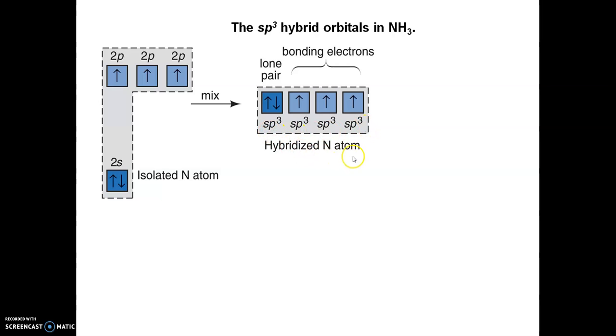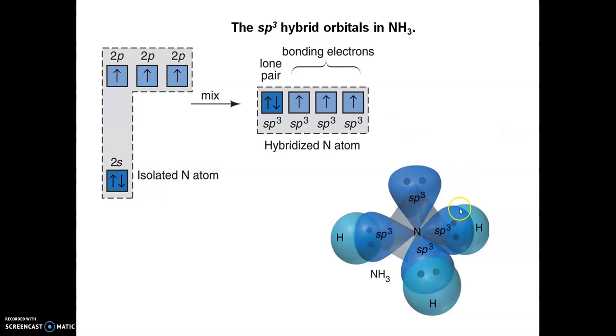Those hybrids are still arranged as a tetrahedron. One of them is a lone pair. The other 3 are available to bond, and so you get your ammonia molecule. Nitrogen in the middle, the tetrahedron arrangement around it. This orbital up here is the lone pair. The other 3 orbitals had open spots where they could bond onto hydrogen. And so you notice you get your trigonal pyramidal shape that we know that ammonia has.